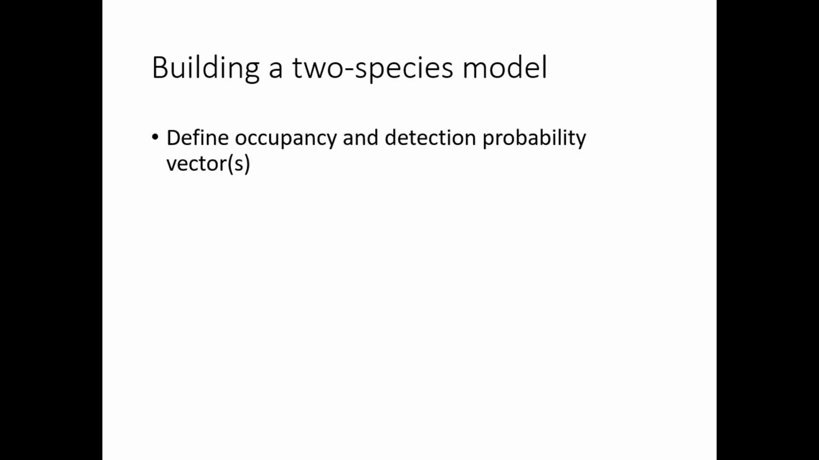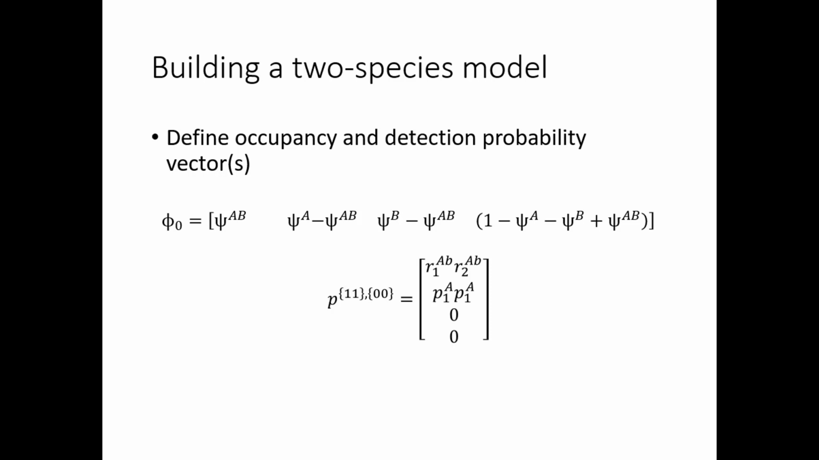Building a two-species model proceeds by defining vectors for the occupancy and detection states. Phi naught is the vector of possible states for the occupancy of species A and B prior to surveying at time 0. The detection states for the encounter history are the same as in the previous slide.